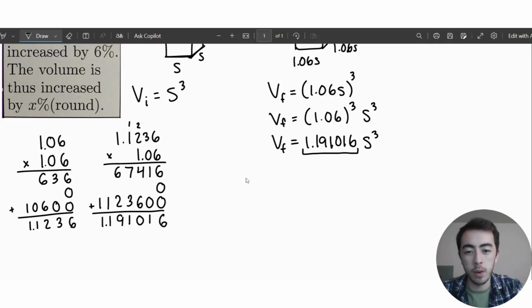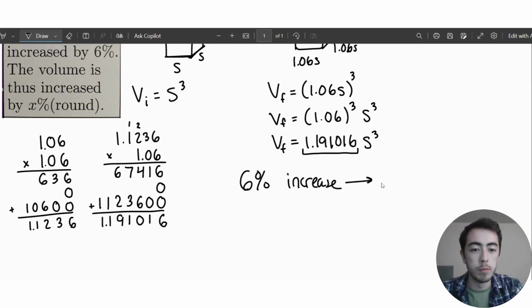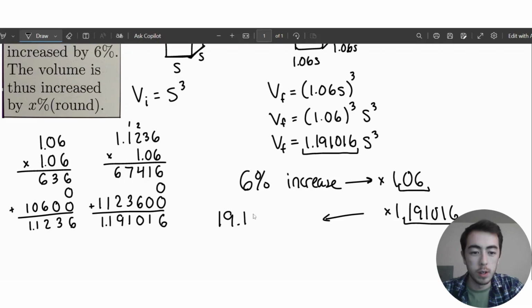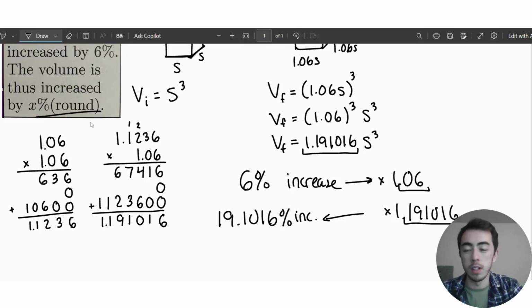But remember earlier how I said a 6% increase is the same as multiplying by 1.06? So now we're just thinking about that, but the other way. If I'm multiplying by 1.191016 and going backwards that way, I'm taking this amount right here and calling it a percentage. So this is a 19.1016% increase.